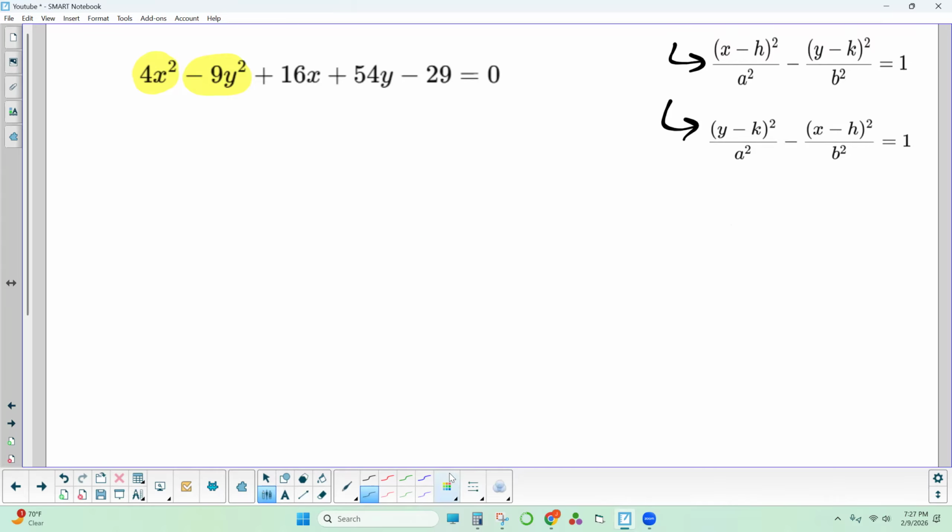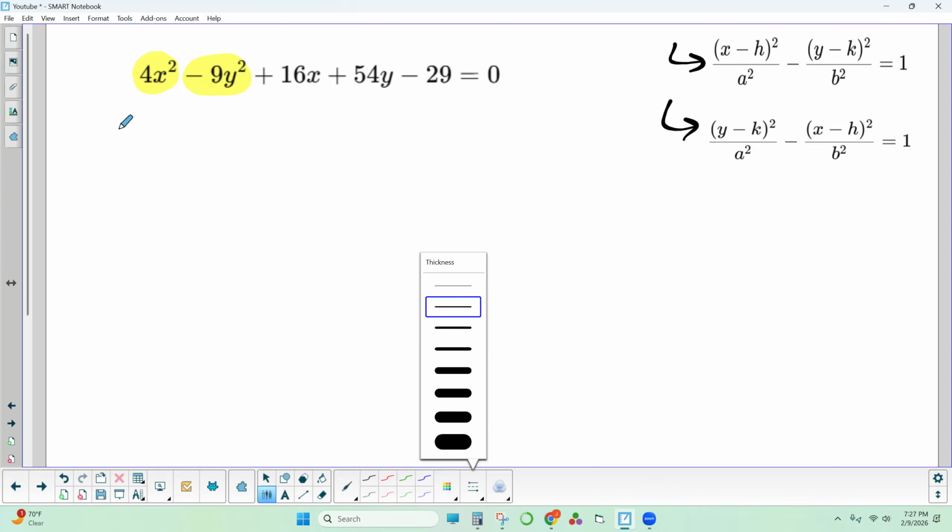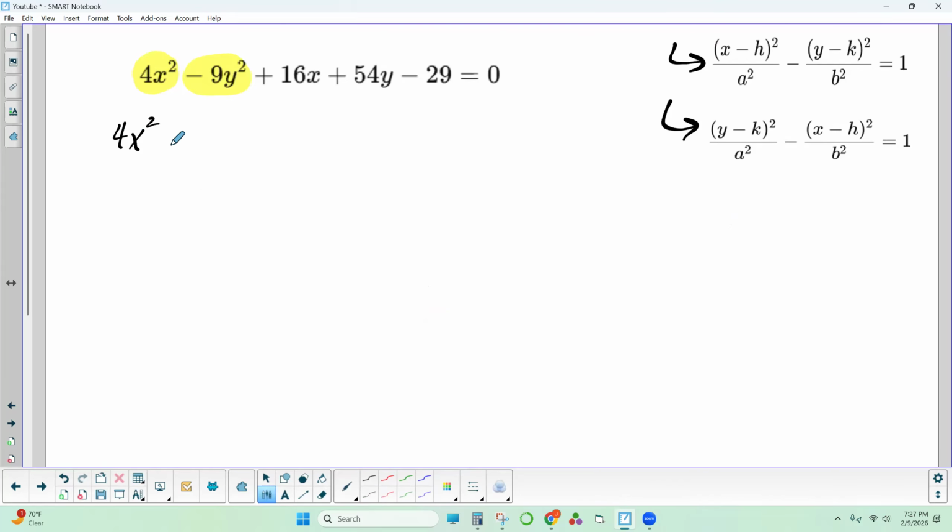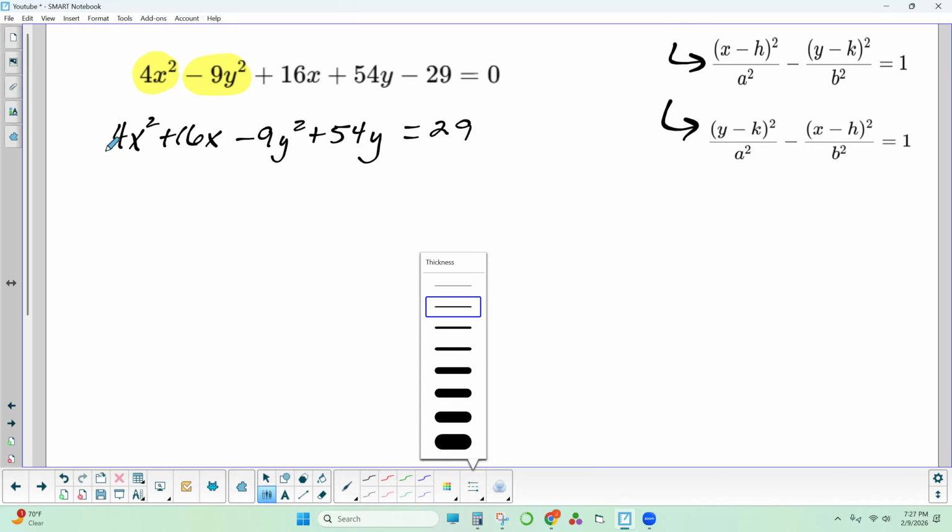So what I'm going to do first is order my x's together, followed by all of my y's. And I'm going to move the constant to the other side of the equation because eventually we're going to set this thing equal to 1. Now, before I can complete the square, I need to make sure that the coefficients of my x squared and my y squared are 1. So I'm going to have to factor out those leading coefficients.